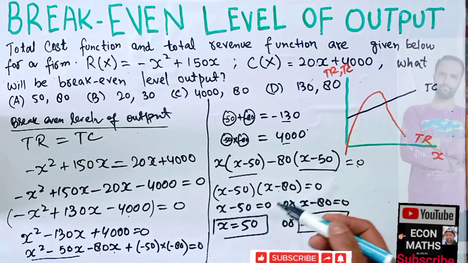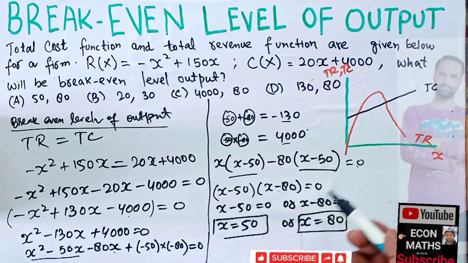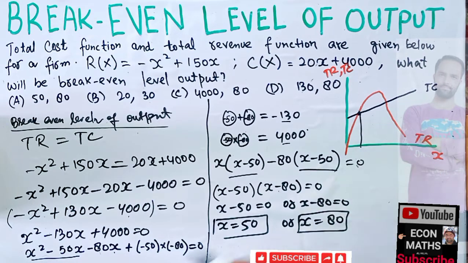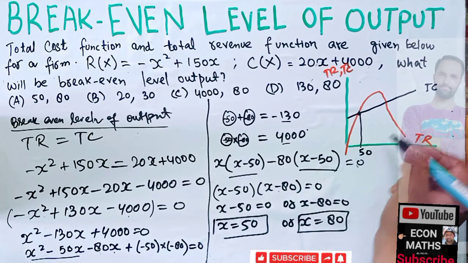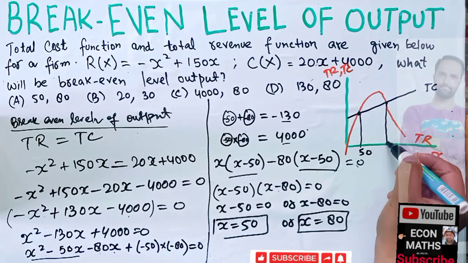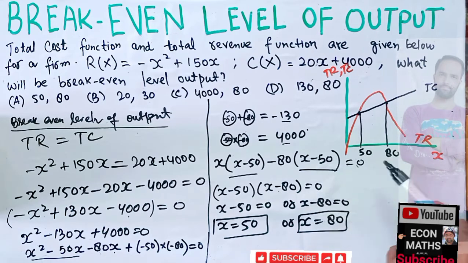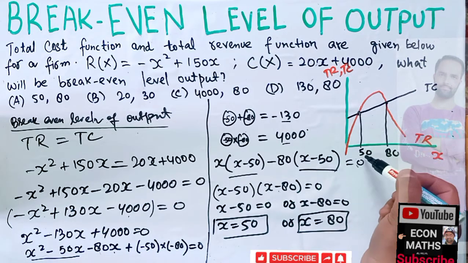Break-even level of output occurs at two points, when x is equal to 50, and because we got two values for x, total revenue and total costs are equal at two points, when x is equal to 50 and when x is equal to 80. Okay, I hope I make myself clear in this video. Thank you.